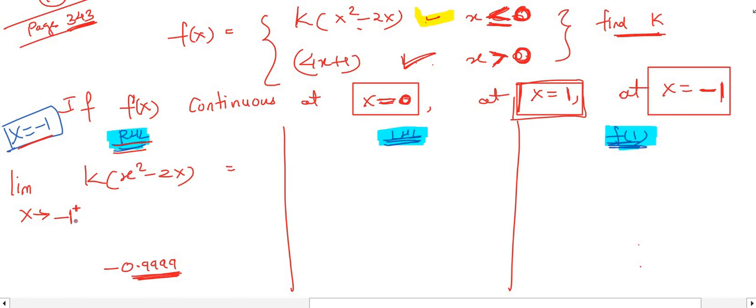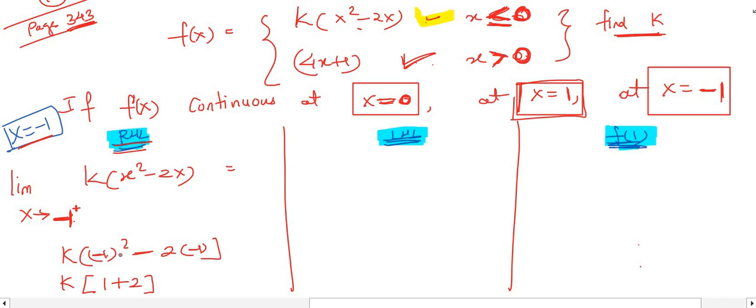So let me put x is equal to 1 here. So what we will get? So let's put x is equal to minus 1, not 1, because we have to check the limit at minus 1. So k of minus 1 square, minus 2 of minus 1. So which is k into 1, and minus will become plus of 2. See here, minus 1 square became 1 and minus of minus became plus. So it is actually 3k. So this is my RHL.